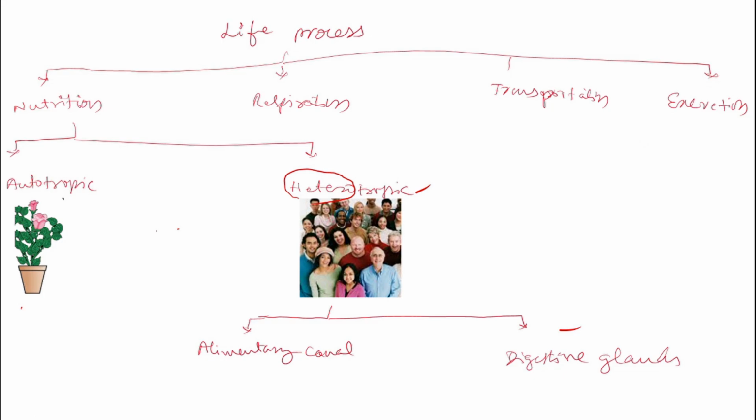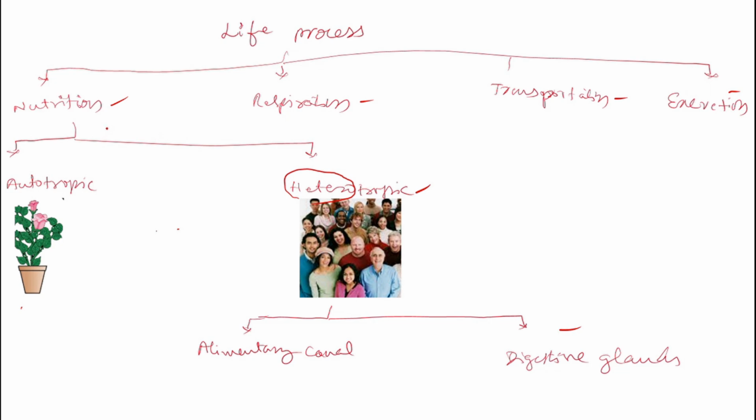So today we will discuss some important points on life process. Life process involves nutrition, respiration, transportation and excretion. These are all the four main important parts involved in the life process.